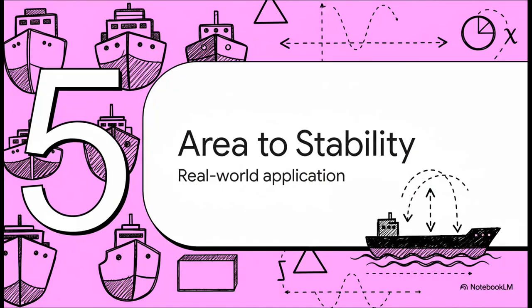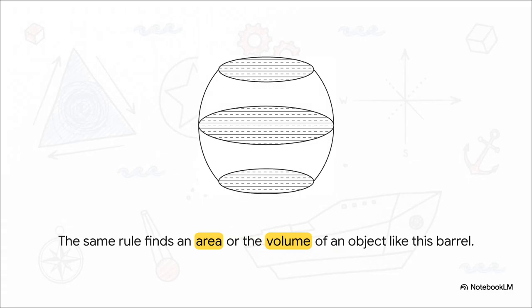Okay, now for the payoff. Let's connect all this theory back to the actual ship. How do these mathematical tools really help us understand its stability? And this is where the true power of Simpson's rule really shines. It's not just for 2D areas. What if instead of our offsets being simple heights, what if they were the areas of entire cross-sections of an object? Well, if we do that, the exact same mathematical recipe gives us the object's total 3D volume.